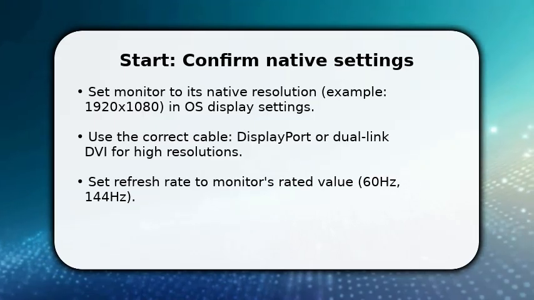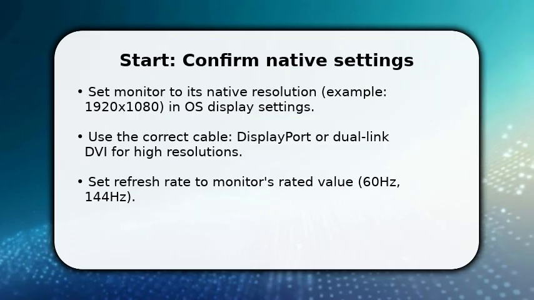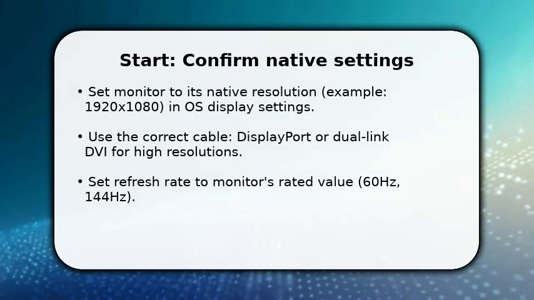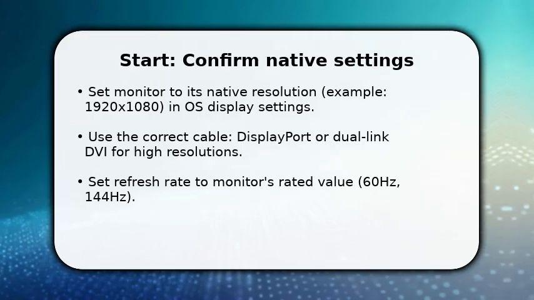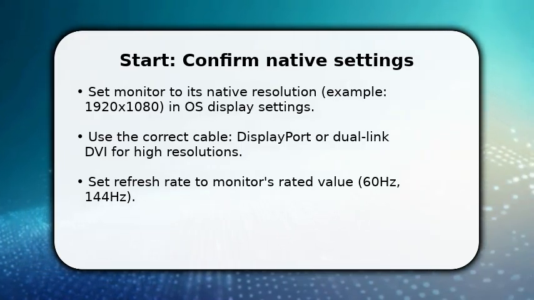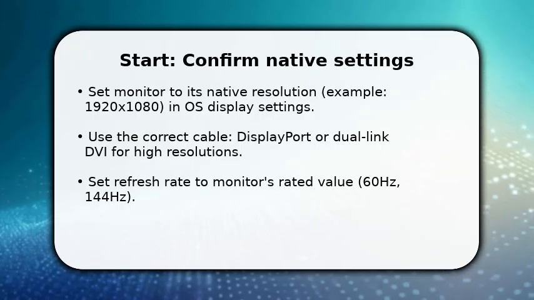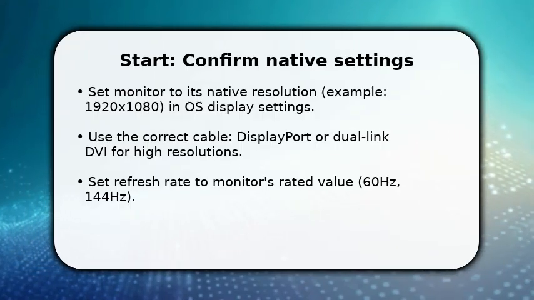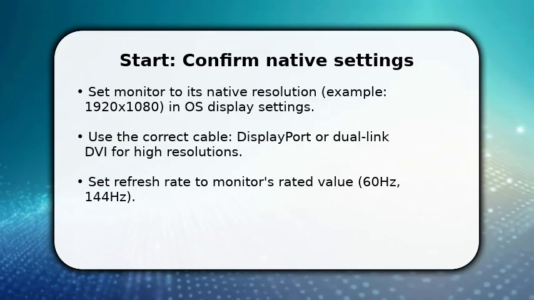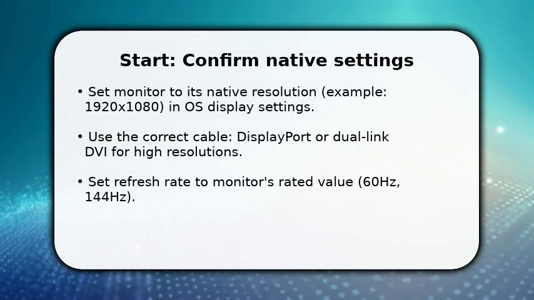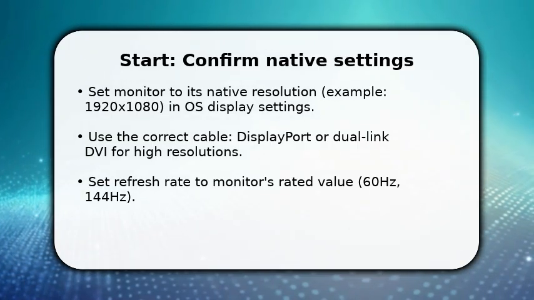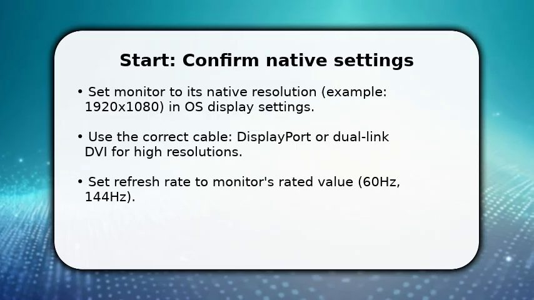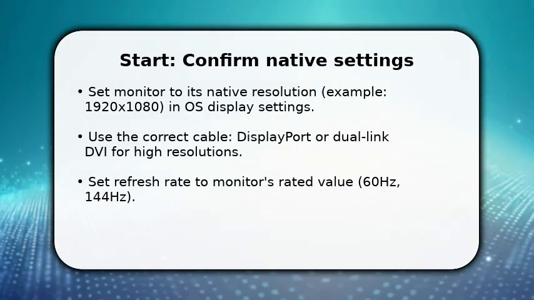You begin by forcing the monitor to run at its native resolution and refresh rate. This is the single most important step to remove blur. Open your display settings, choose the exact pixel resolution printed in the manual, and then pick the matching refresh rate. Once done, plug the monitor into the GPU with the cable that supports that mode: DisplayPort or dual-link DVI, because lower bandwidth cables force interpolation and blur.